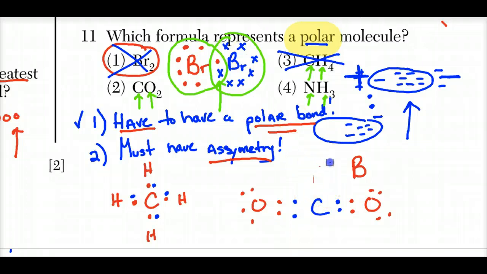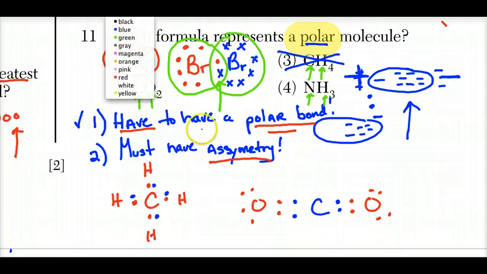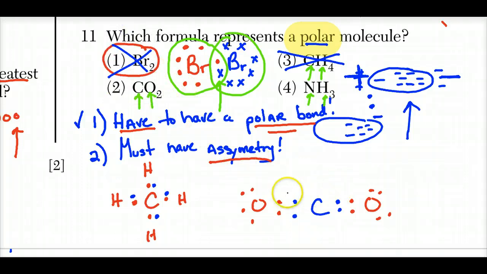Let's get this out of the way. So because it stays linear, these 4 polar bonds collectively are equal on both sides. So this is symmetrical. That means that there's no difference on either side. This has the same unequal distribution as this side does, so therefore there's no difference to each side. So this is symmetrical, and CO2 is another non-polar molecule that has polar bonds. The first postulate was satisfied, but because of its symmetry, it is a non-polar molecule.